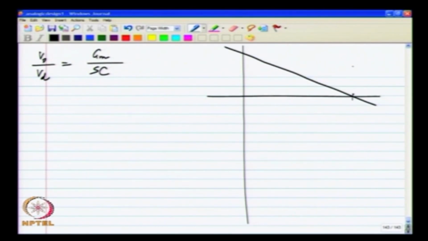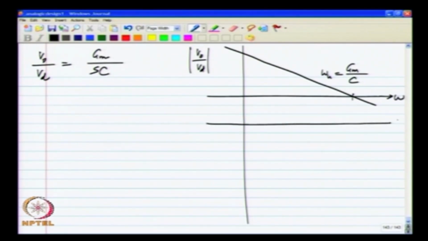Gain magnitude will be like that, and this is Gm by C, which is the omega u of the op amp. This is the magnitude plot of the gain of the op amp. And the phase plot, of course, simply is at minus 90 degrees or minus pi by 2.